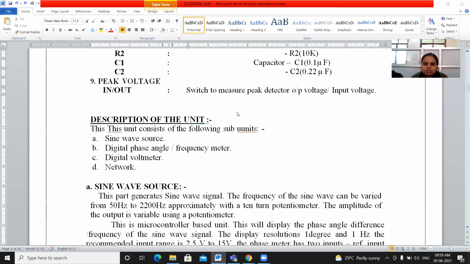Next, when you go with the experiment, there are 4 main units we'll be going for. The first one is the sine wave source. The second is the digital phase angle or frequency meter. The third one is the digital voltmeter. And the last one is the network. The network consists of your resistors and capacitors.